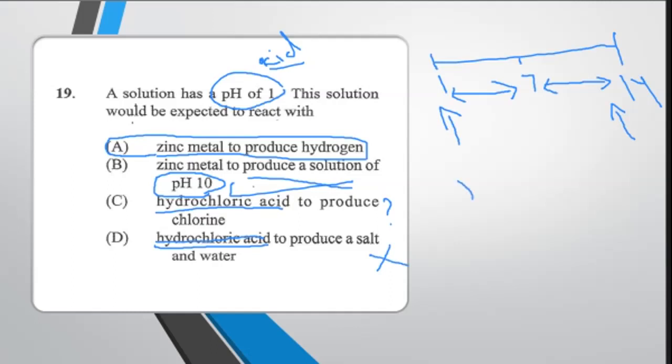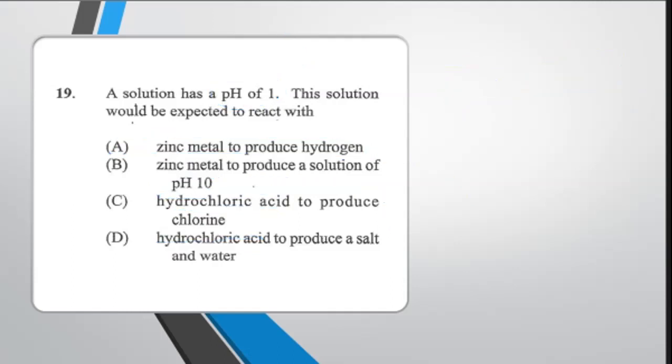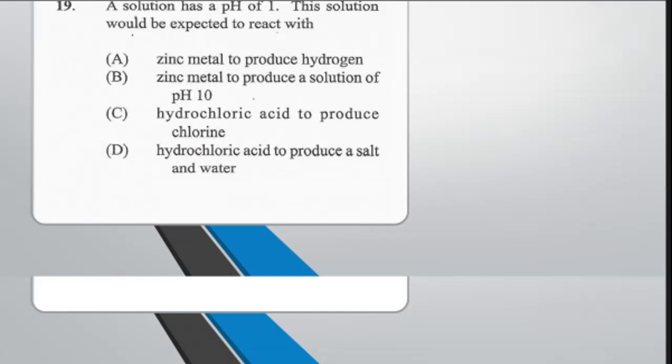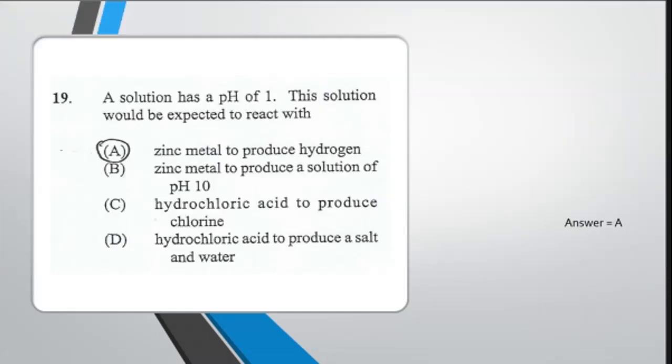So that leaves us with option A, as in apple, as our most correct answer. A as in apple seems to be our most correct answer. So acid plus a metal gives you a salt and hydrogen gas.